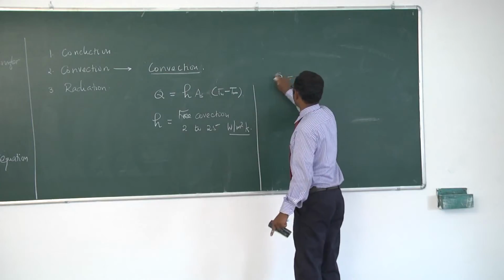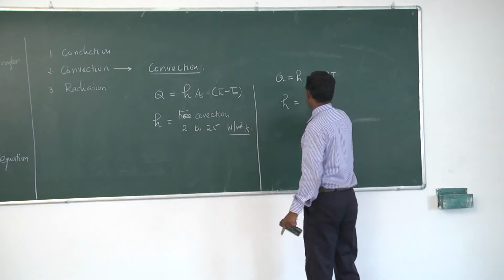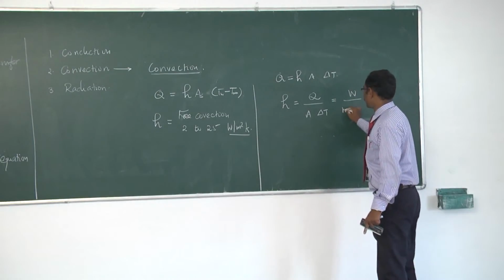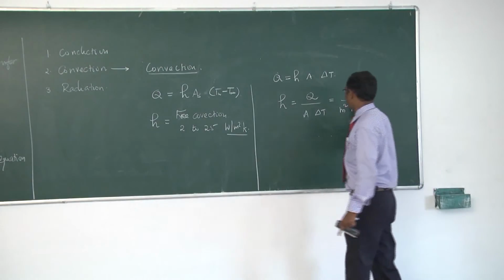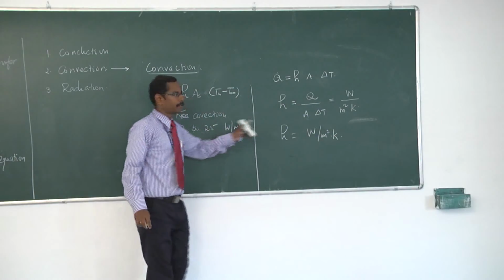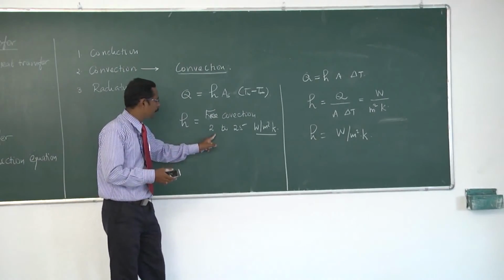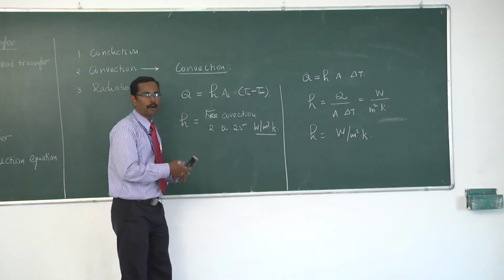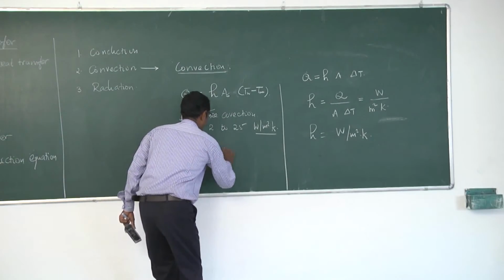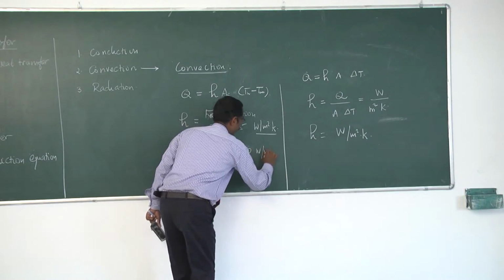Now, Q is equal to h into A into delta T. So h will be equal to Q divided by A into delta T. The unit for Q is watts, area is meter square, and temperature difference will be Kelvin. So h is equal to watt per meter square Kelvin. This is the unit for the convection heat transfer coefficient. Now, for free convection, the coefficient will be 2 to 25 watt per meter square Kelvin for gases, and for free convection of liquids, 25 to 250 watt per meter square Kelvin.